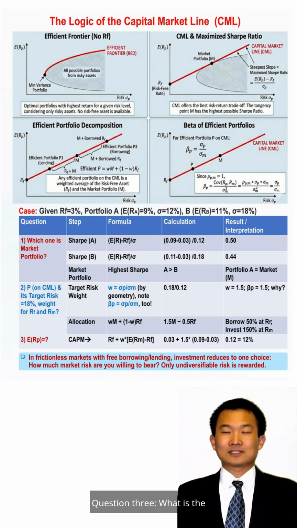Question 3. What is the expected return of portfolio P? According to the CAPM formula, E(R_P) equals 12%. We didn't pick any new stocks, we just amplified our exposure to market risk.